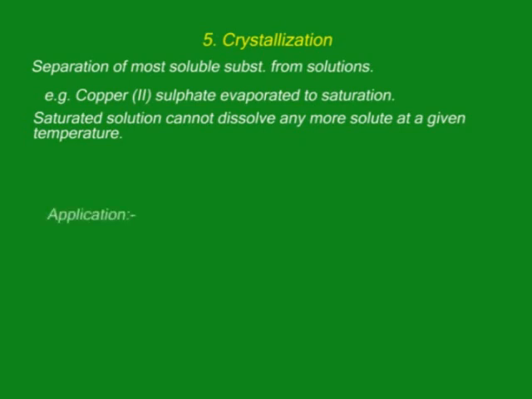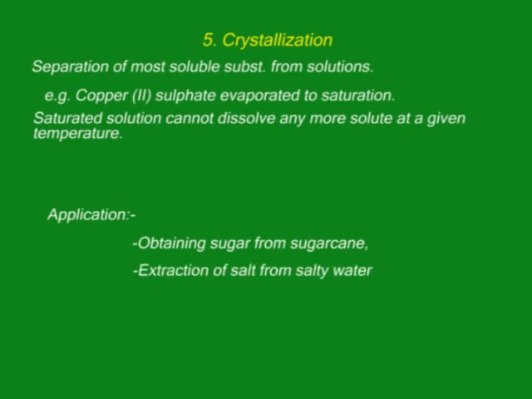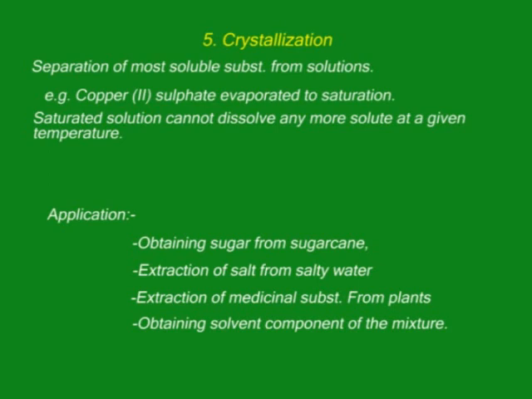Crystallization method is applied in obtaining sugar from sugarcane, extraction of salt from salty water, and extraction of medicinal substances from plants. The next method is obtaining solvents from solutions. And now in all the experiments we have conducted above, we have been obtaining the solid part of the mixture. So how can we get the solvent part of the solution?